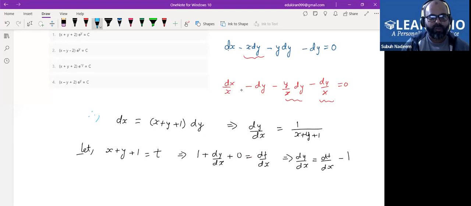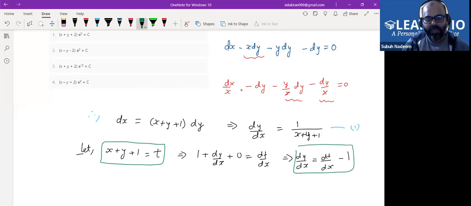So therefore, first you write it like this. And then this is the important substitution which you have to do. From here, you can find dy by dx as dt by dx minus 1. And just put it in the first equation and see how it can be solved now.